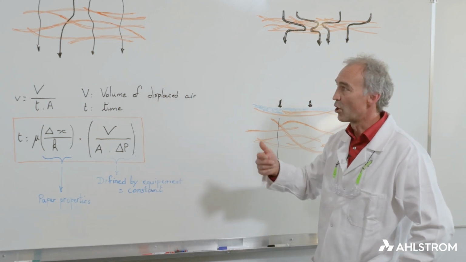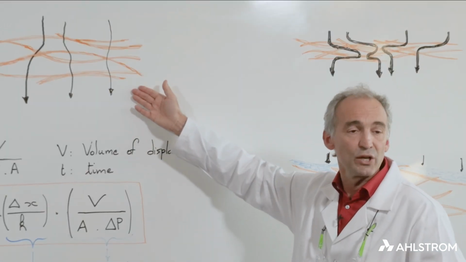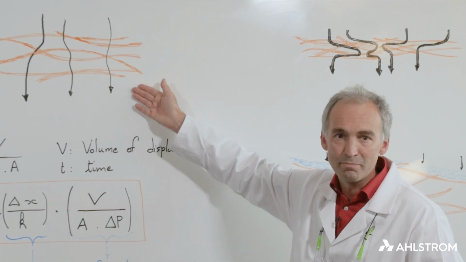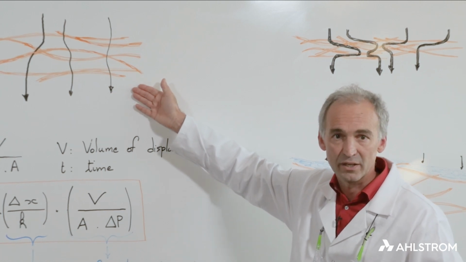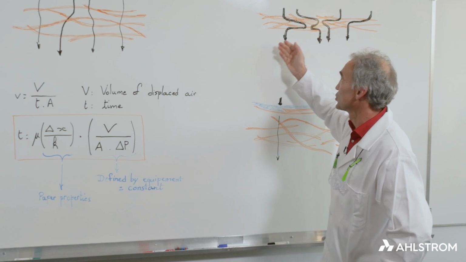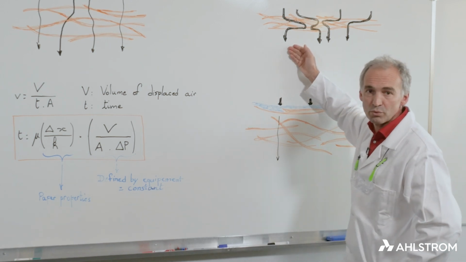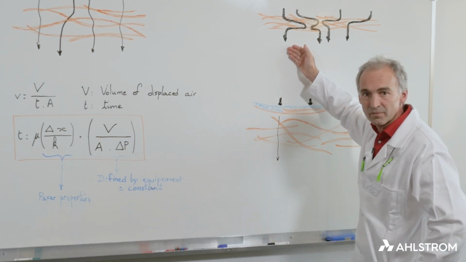Basically, with a very open structure, we get a time of around 2 seconds. A blotting paper, very absorbent, is 2 seconds. And a closed structure can go up to more than 10,000 seconds.